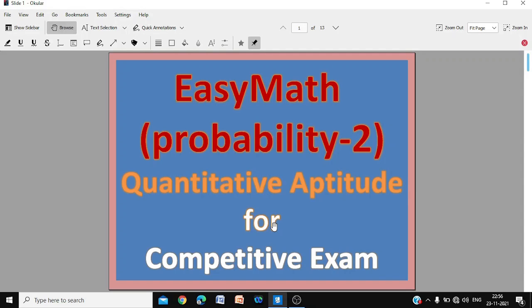Easy Math Probability 2. Quantitative Aptitude for Competitive Examination. We are starting the questions on Probability Part 2. Here we go with the first question.